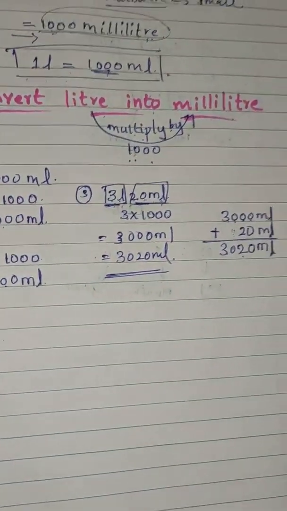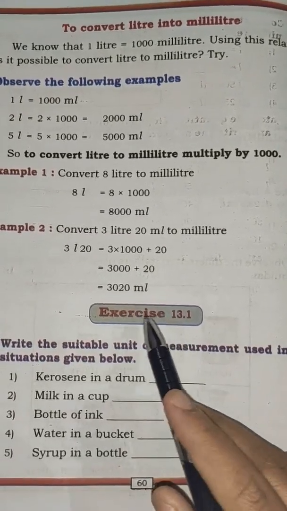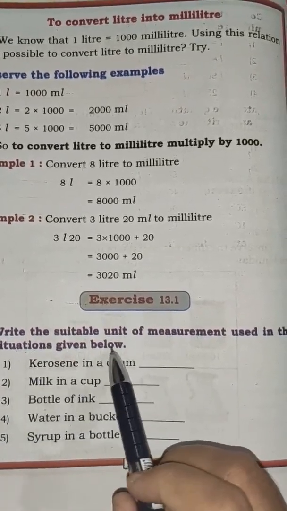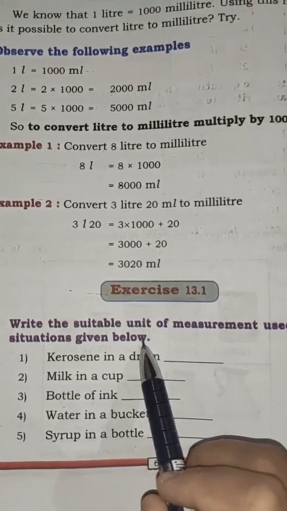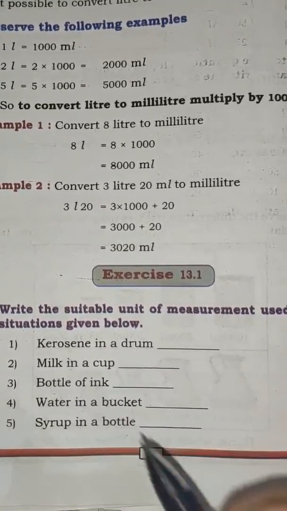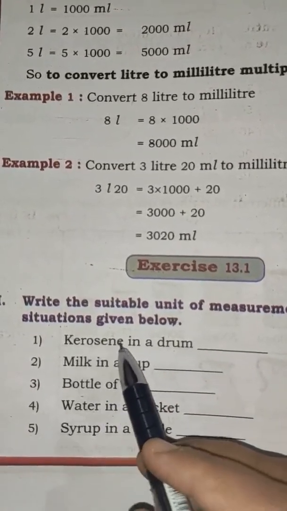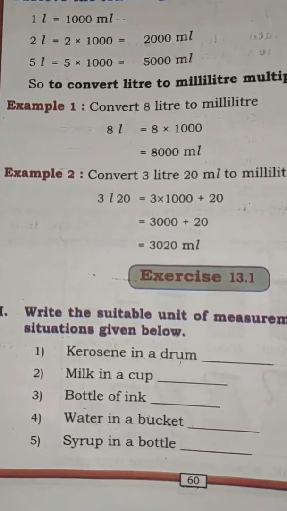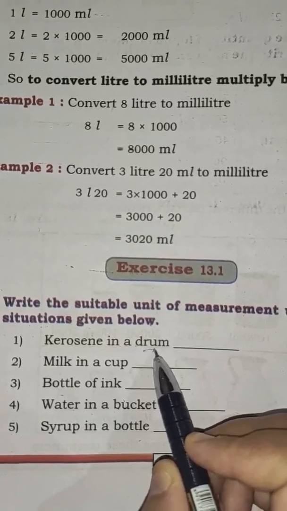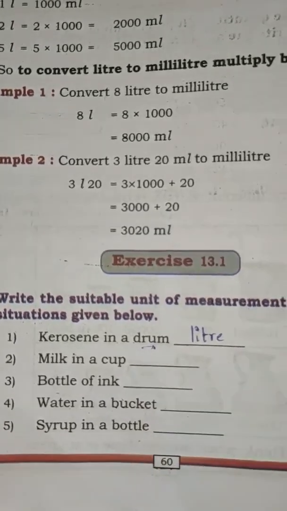Understood, children? Okay, now come to the exercise part. Come to page number 60, exercise 13.1. Write the suitable unit of measurement used in the situations given below. So here you have to write the suitable measurement for the given situations, whether it is suitable for liter or milliliter. Okay, so first we'll start with kerosene. Kerosene in a drum. Drum means it is a large quantity. Which unit do we have to use here? Yes, it is liter. For large quantity we have to use liter.